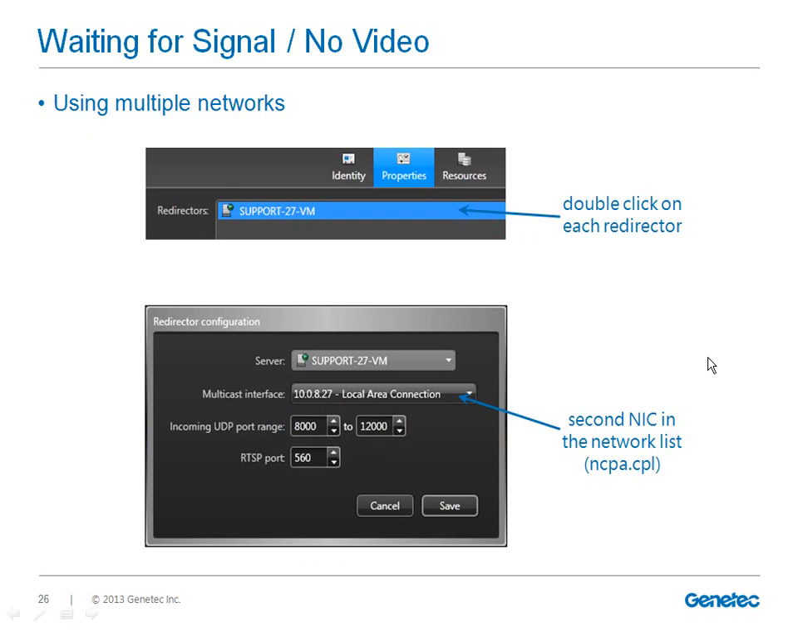The next thing we want to do is to make sure the redirectors are using the network card connected to the video network. So to do this, go to the media router role properties and double click on each server in the redirectors list. In the redirector configuration window that pops up, make sure the multicast interface is set to the second NIC.